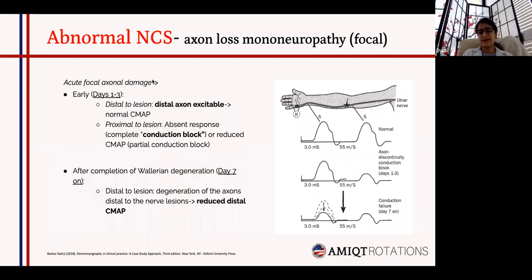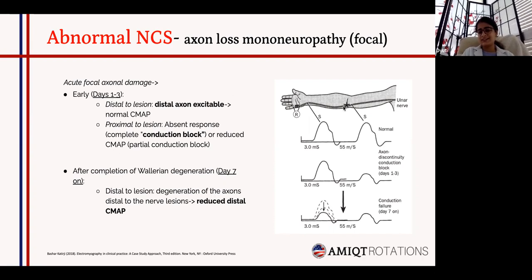Now going to an axon loss mononeuropathy, we know that in an axon loss mononeuropathy, we'll get a reduced amplitude because all of the impulses won't be able to carry on over here. But in here, we also get a very interesting pattern of response when we are recording the nerve initially after the injury.